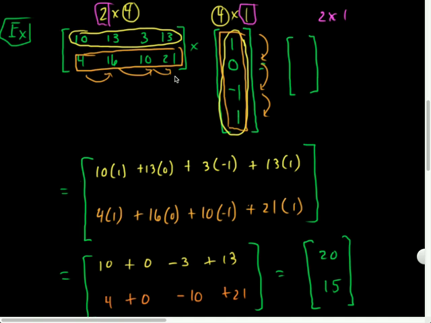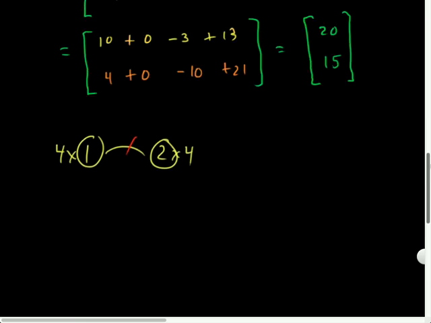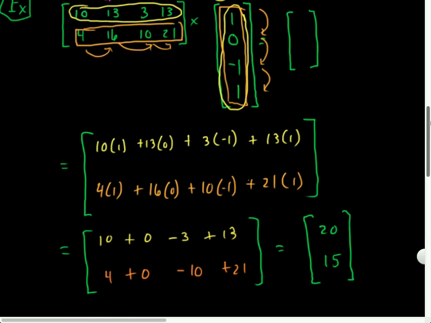Question, what if I wanted to multiply these in the other direction? Why can't I do it? I would be trying to multiply a 4 by 1 and a 2 by 4, and the inner numbers don't match, right? So I can't do that. It turns out matrix multiplication is not commutative. So A times B is a different thing than B times A.